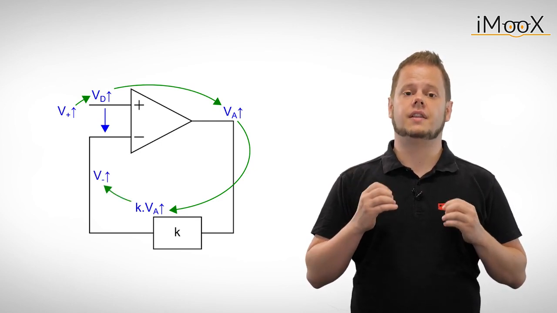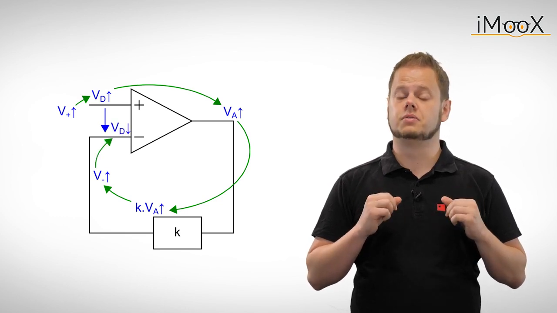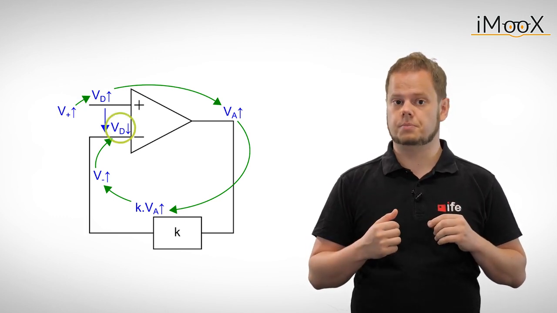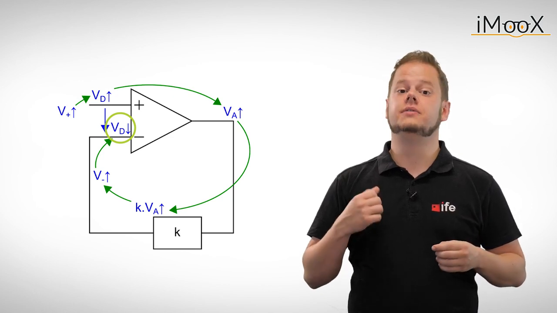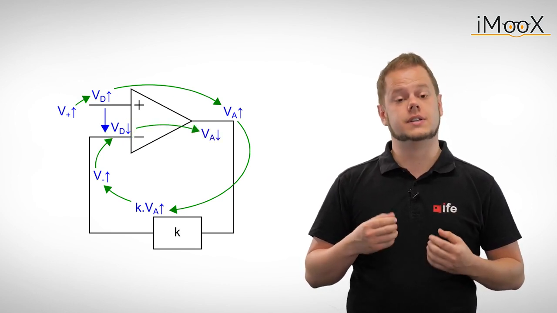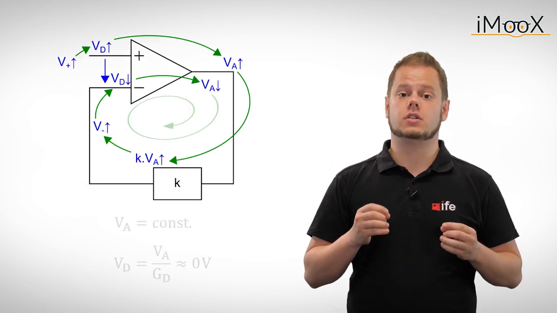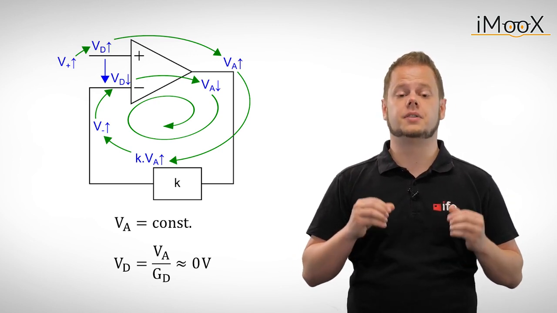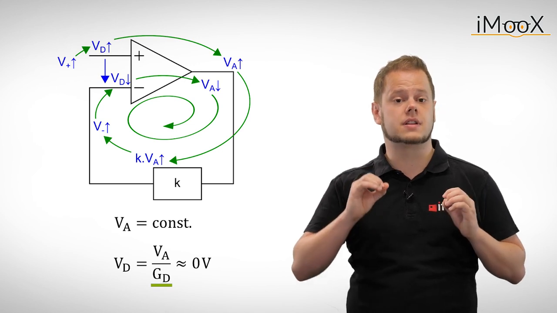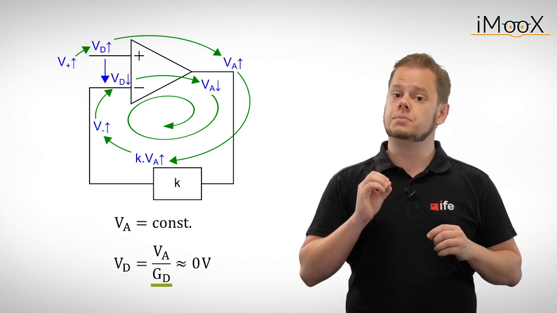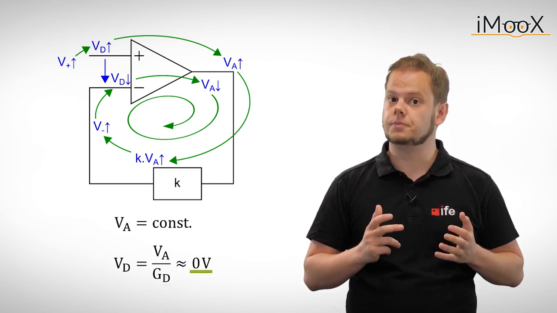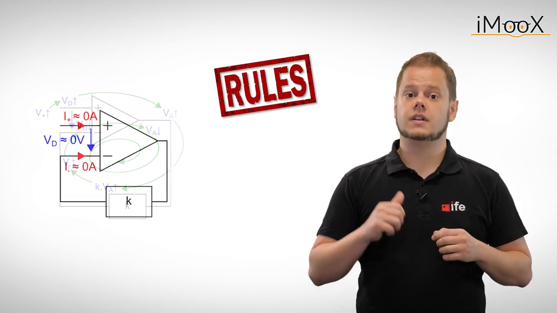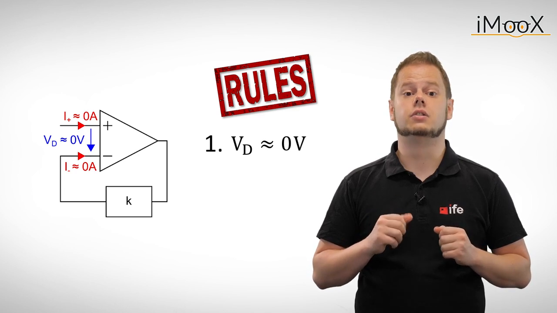Thus, the voltage at the inverting input V- approaches the input voltage V+, and the differential mode voltage VD becomes smaller. This decrease in VD causes the output voltage VA to decrease again, until the circuit has reached a constant output voltage. Since the output voltage is limited by the supply voltage and the differential gain is very high according to the previously mentioned Rule 1, the differential input voltage almost equals 0 volts. This results in our new rule set for negative feedback circuits. The differential input voltage VD is 0 volts.